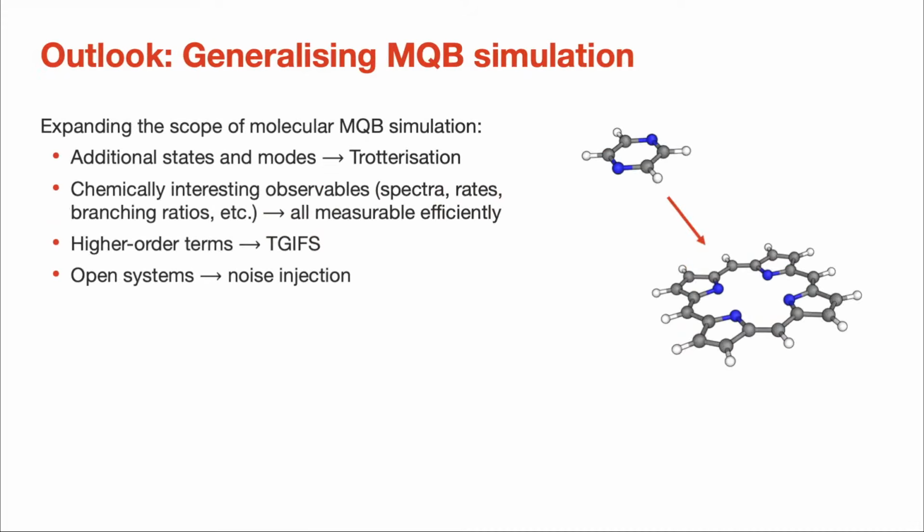So how do you generalize this? Can we have additional states and additional modes? Yes. You can use discretization, or you don't actually need to. You can simulate whatever chemically interesting observables you want. We have written papers about simulating spectroscopy. Any type of spectroscopy can be done with this, like higher order spectroscopy, magnetic spectroscopy, the rest of it. Rates of chemical reactions, branching ratios, all can be measured efficiently. In terms of anharmonicities or higher order couplings, we have a way of doing that. And that has been demonstrated experimentally as well.